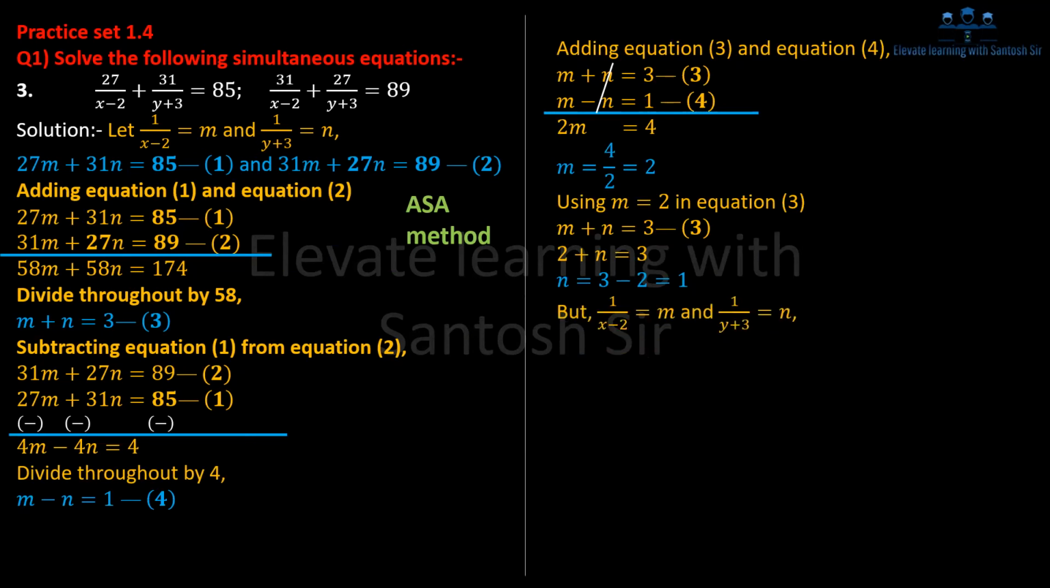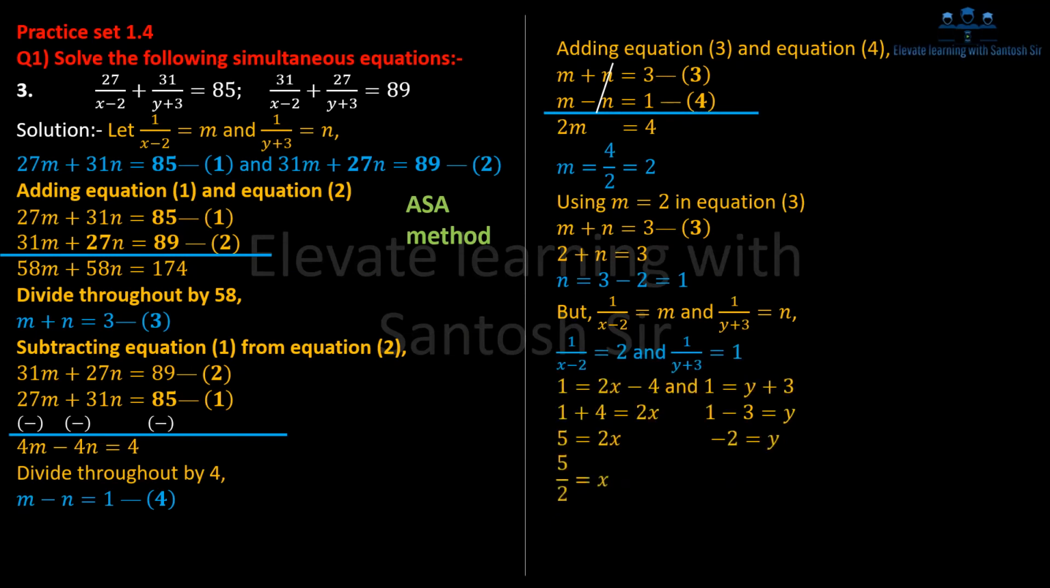Now we know that 1 upon x minus 2 is m and 1 upon y plus 3 is n. So let us use it to get the values of x and y. So on simplifying, you get the values of x and y. So x becomes 5 upon 2 and y is minus 2.